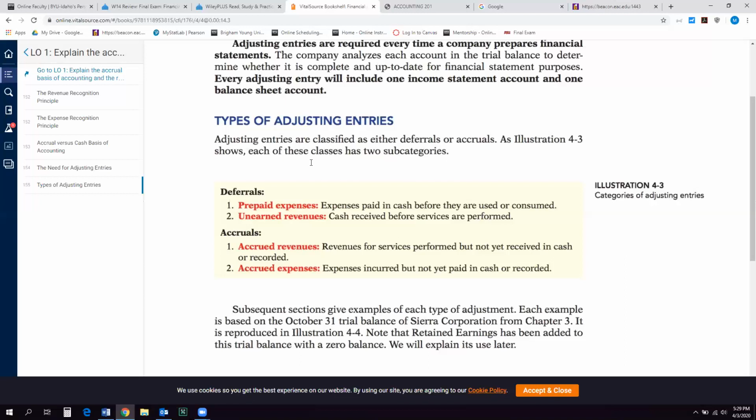And then finally, accrued expenses. That's where we've incurred the expense already, but we've not yet paid it. So our adjustment will be to recognize that. So we'll debit expense and credit some kind of liability, like salaries payable or something like that. So those are the 4 types of adjusting entries and the types of accounts that get used in those adjusting entries. So let's go back.